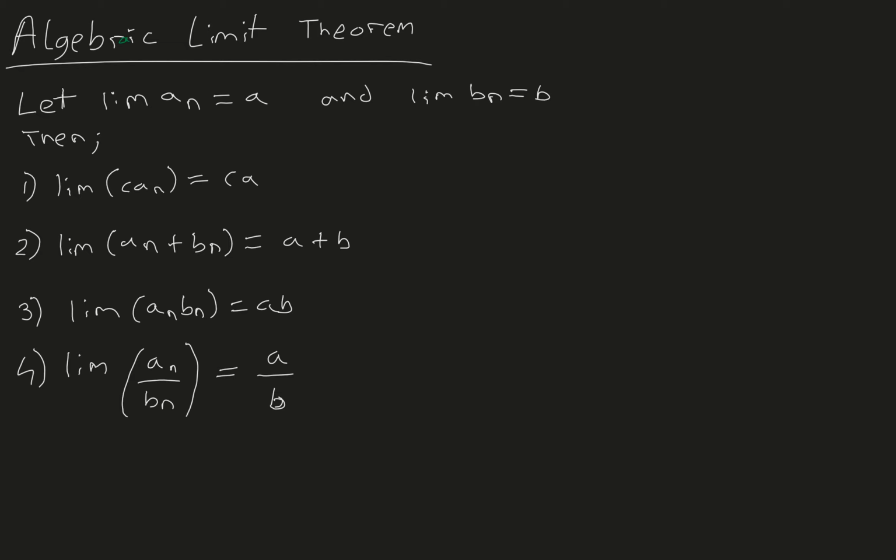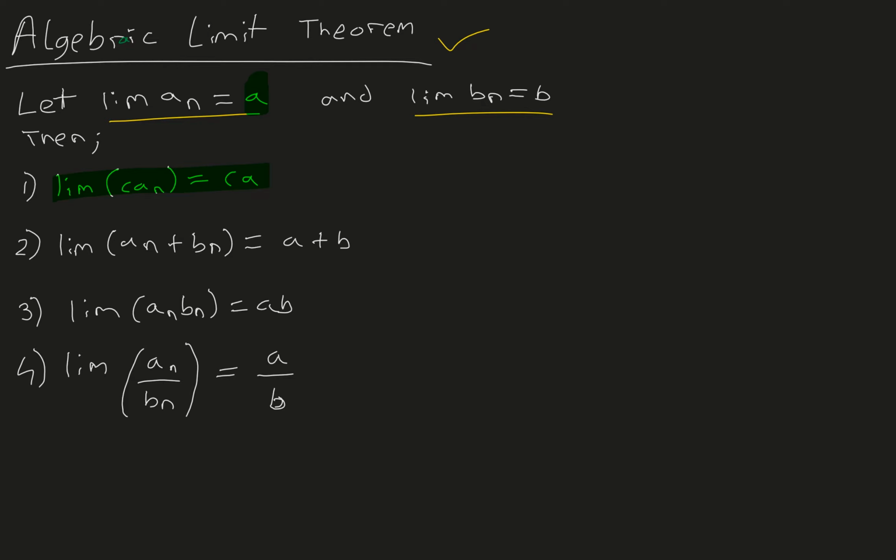But the algebraic limit theorem guarantees that, using this theorem, we can now just substitute the limit in the sequence and show that the limit of the sequence is equal to that number. So it says: let the limit of an be equal to a and the limit of bn be equal to b. Then the limit of can, where c is a real number, is just equal to ca, where a is the limit of an, remember.